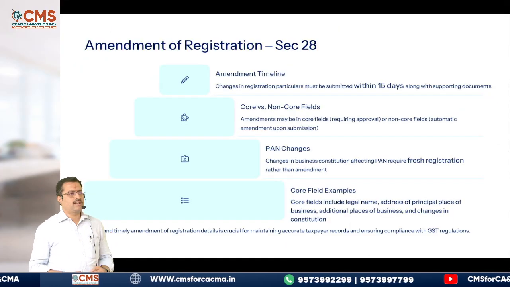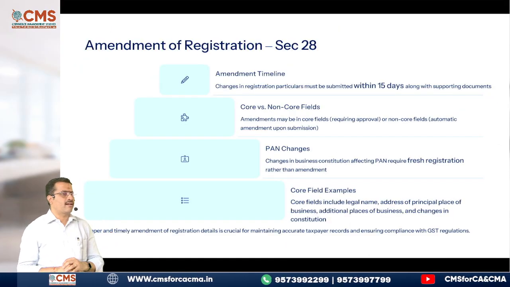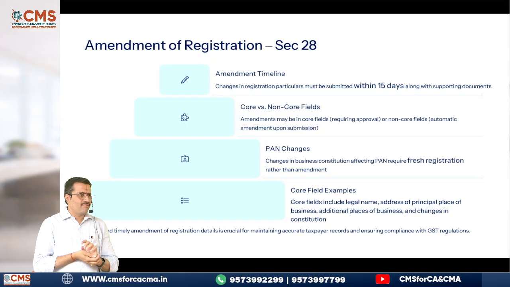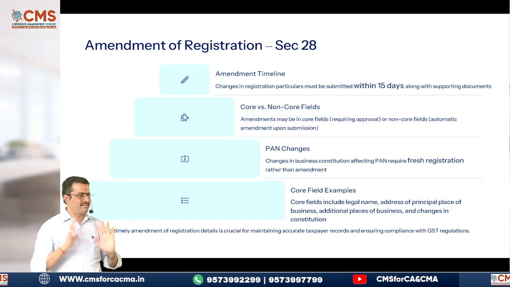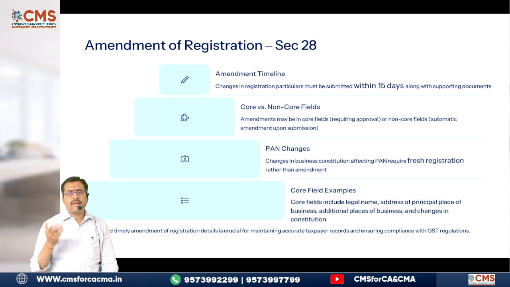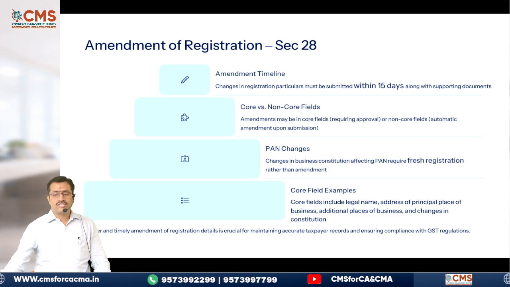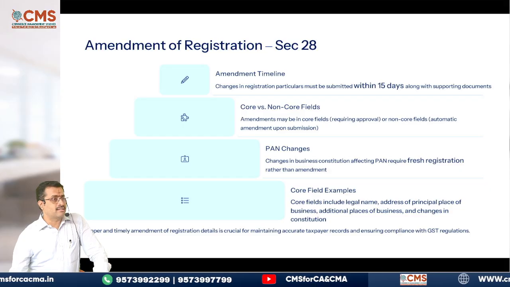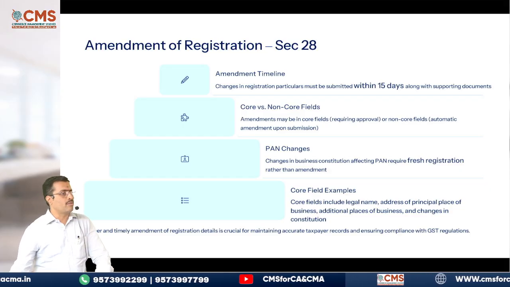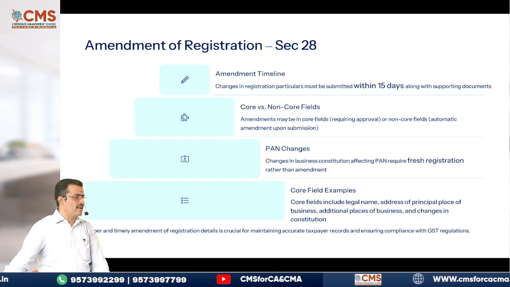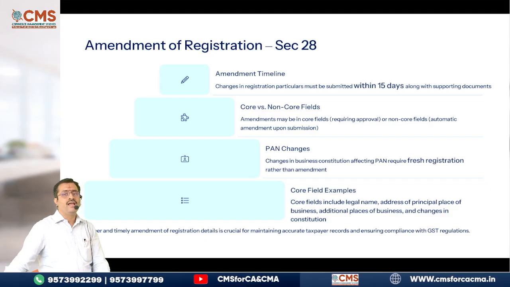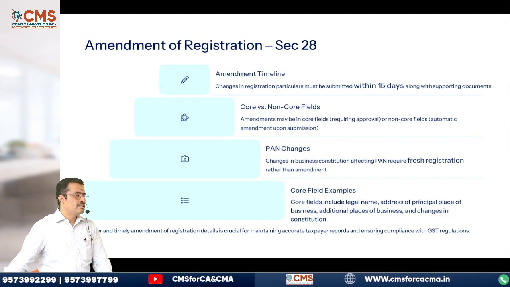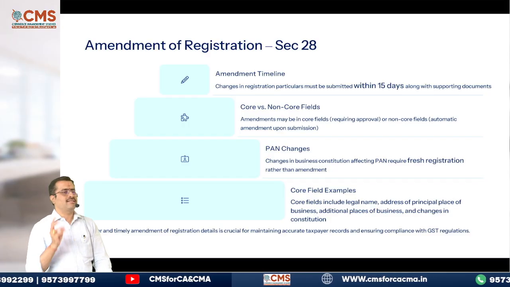Then comes your section 28. Amendments in registration. What do you mean by amendment? After registration, I want to change my office. Or if it is a partnership firm, I want to change the constitution because one partner has got admitted or one partner has died. Hence, I have to remove his name from the partnership firm. Hence, what will happen? I have to make an application for changes in the GST registration also. That application for changes is called amendments.